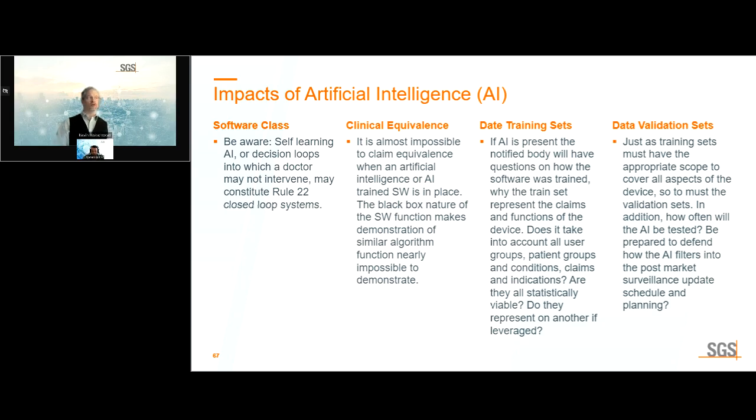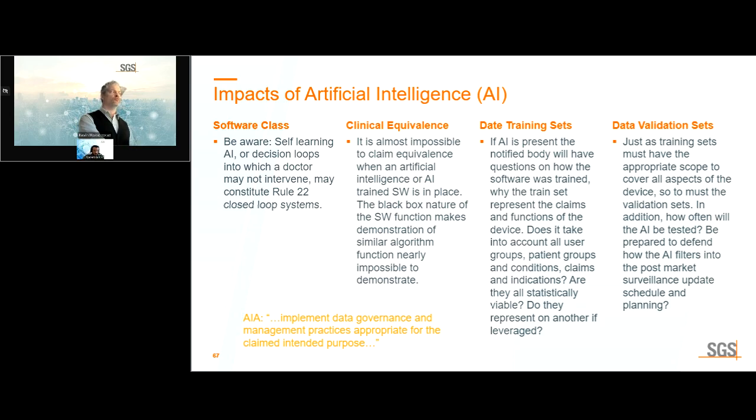Data and training sets, sorry for the typo. If AI is present, your notified body is going to question in depth how the software was trained, how the training sets represent the claims, functions, and user base and patient base. Is it taking into account all the user groups, all the cross sections of the user groups, the patient groups, the conditions, and are every single one of those statistically viable? And do they represent one another if you choose to leverage them? And just like your training sets must have all that, so too must your reserved validation sets, along with our understanding for how often are you running that validation set.